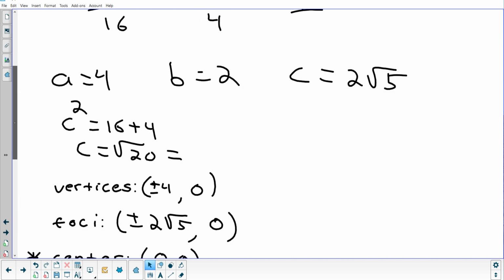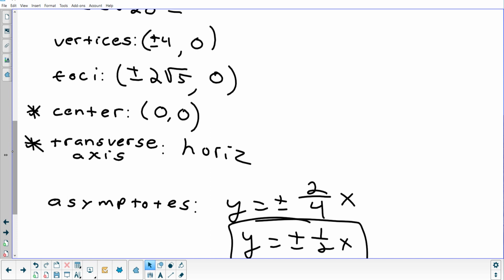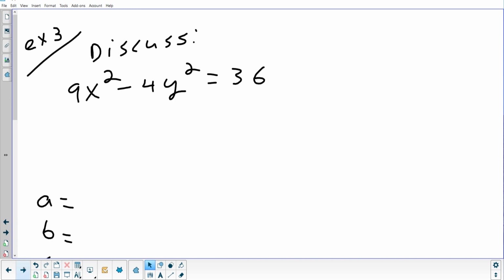Okay, any question on that? All right, so we've done a couple now where the transverse axis is horizontal. We'll do one more, and then I want to do where it's vertical. This is like the last one. They want you to discuss it. But what's wrong with it? It's not set up to discuss here.